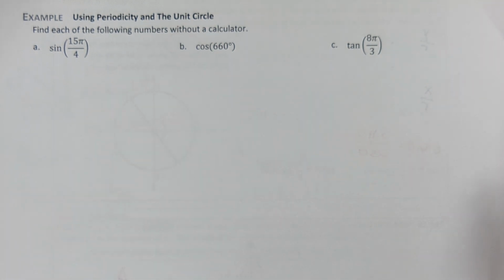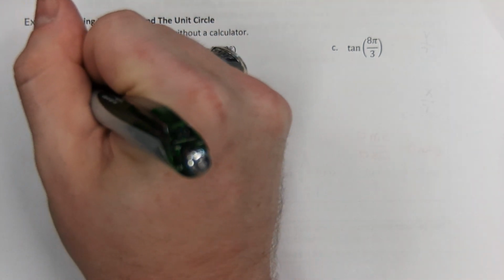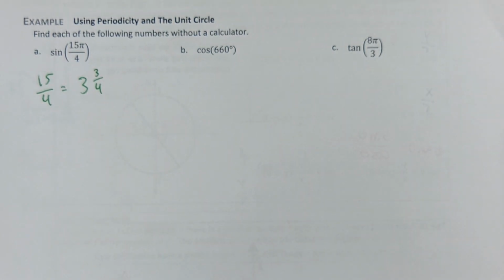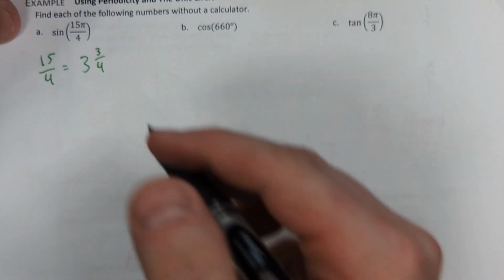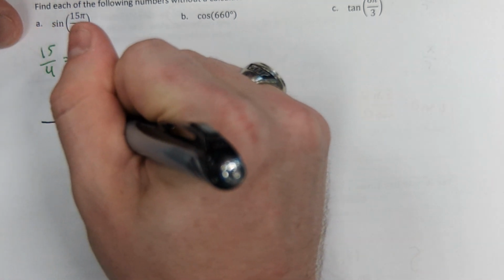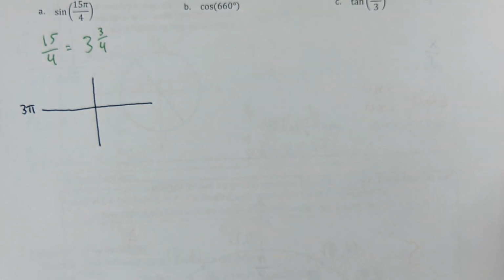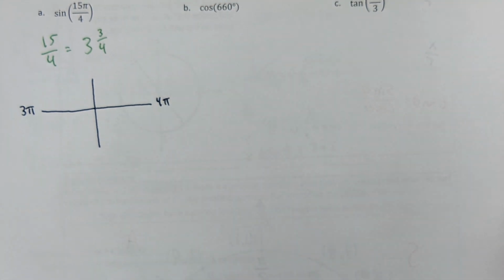(15 pi over 4). It would be great if you knew where that was. How many times does 4 go into 15? 3 times. What's the remainder? So 15 over 4 is 3 3/4. So we are going to go to 3 pi and then 3/4 of a pi. So if I go to 3 pi and then I go another 3/4 of a pi on my way to 4 pi, what quadrant do I land in? Quadrant 4.